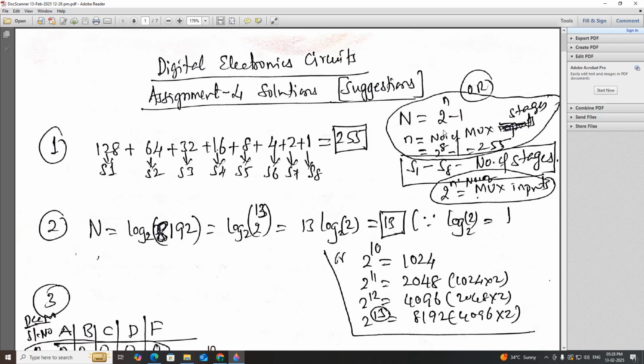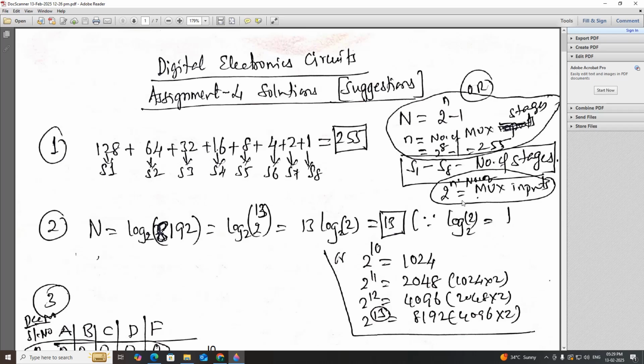Otherwise, you can use this formula. N is equal to 2 power n minus 1, where capital N is the number of multiplexers, and n is the number of mux stages. And what is this 2 power n? 2 power n is the number of mux inputs.